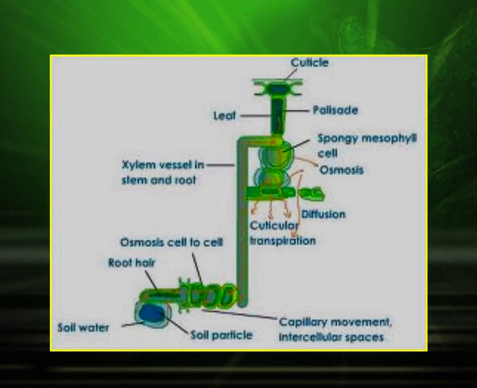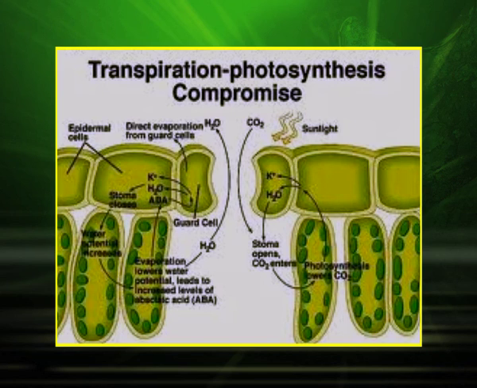If you look into the diagram, you can see the soil water which enters into the root through root hair. There is osmosis cell to cell, and then the water moves up to the xylem vessel in stem or root, and finally to the leaf, enters into the palisade, and there it is absorbed and used in the process of photosynthesis. And then we see the transpiration photosynthesis compromise. How does transpiration compromise photosynthesis?